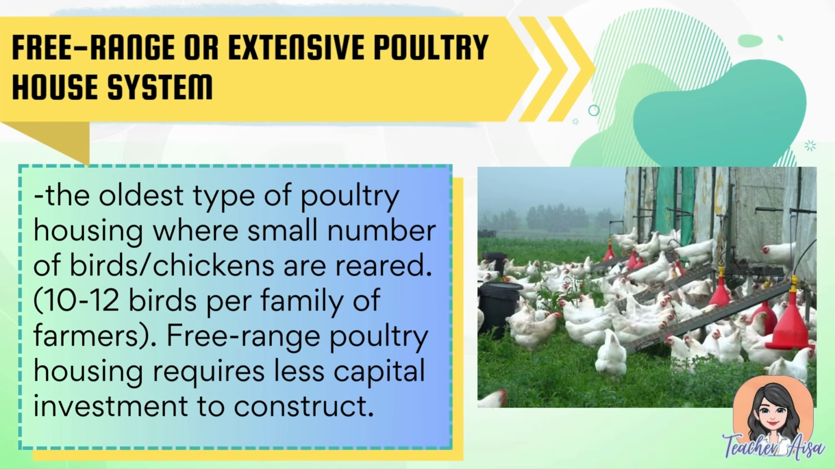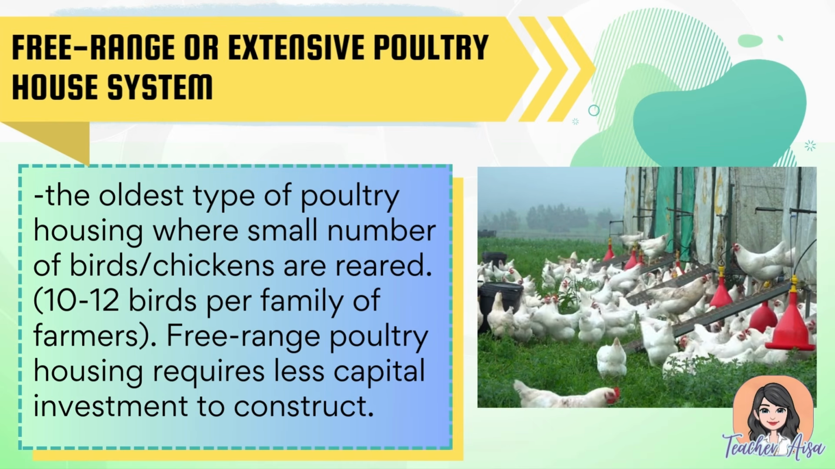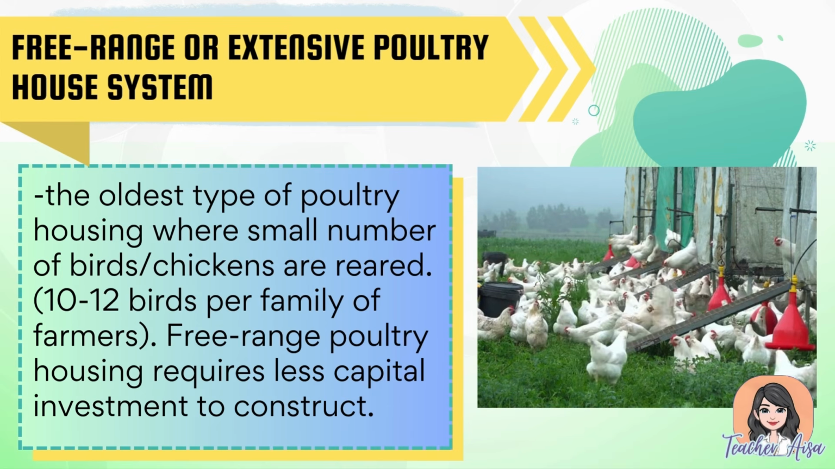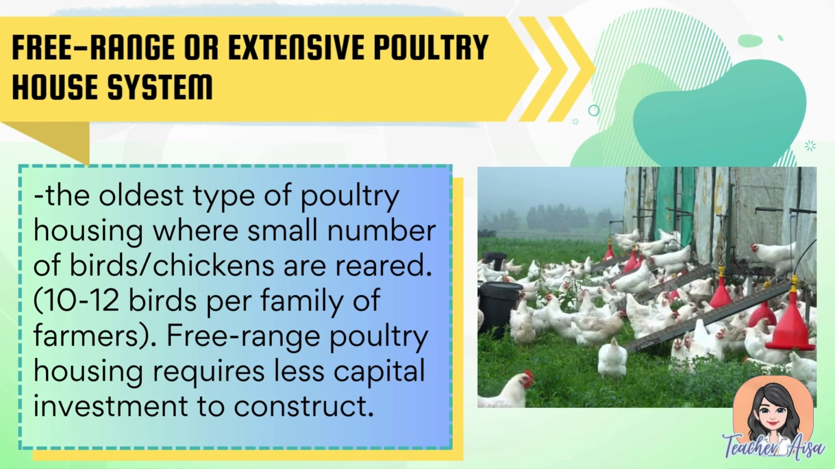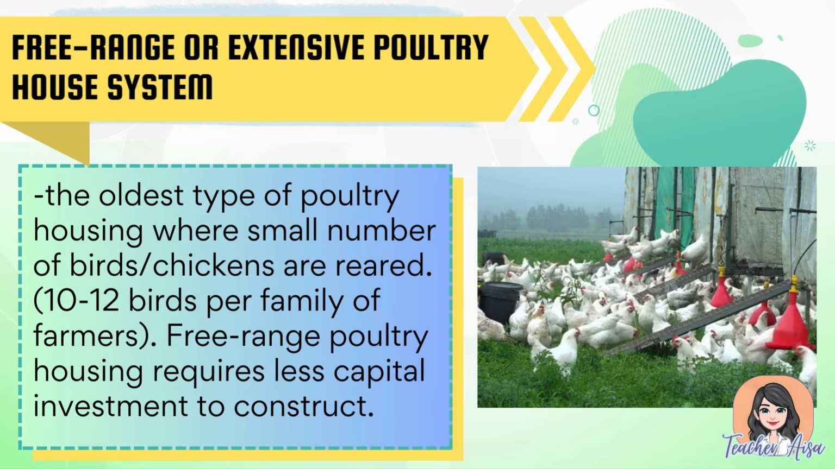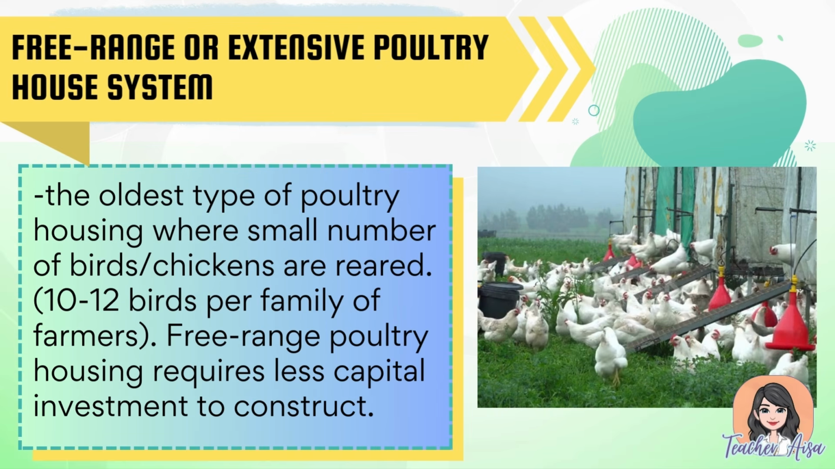The free-range or extensive poultry house system is the oldest type of poultry housing where a small number of birds or chickens are reared, 10-12 birds per family of farmers. Free-range poultry housing requires less capital investment to construct.